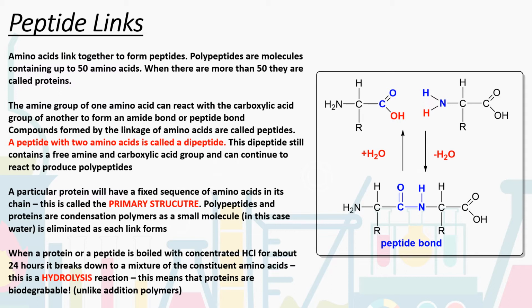And this is one of the big differences between condensation polymers and the addition polymers that we've seen with alkenes. The polymers we make from alkenes through addition polymerization are very long chain saturated alkanes. They're not biodegradable. Whereas the ones that we made through condensation polymerization, these peptides and proteins, because they have this polar linkage in the middle, are biodegradable. They can be attacked by water.